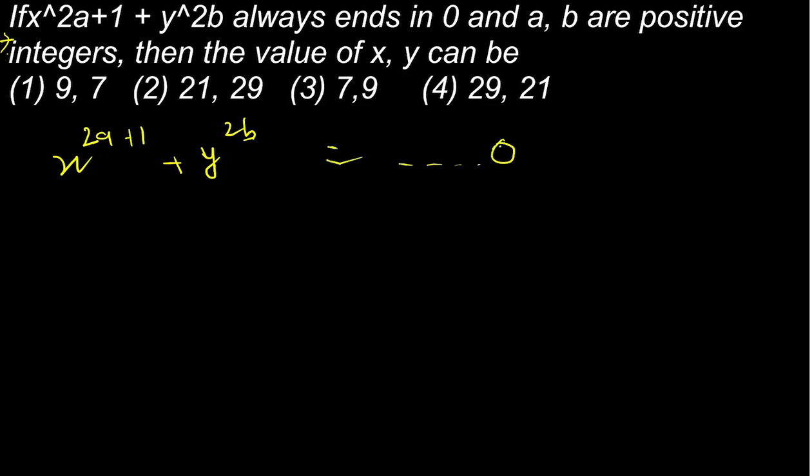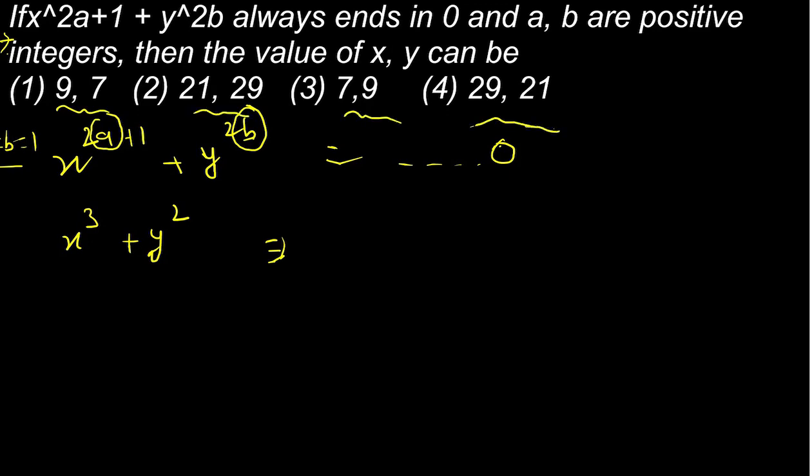Now a and b are going to be integer values. I'm just starting with the easiest value, a equals b equals 1. So this is going to be x cube and y square. These are the possible sets given to you, so you have to put these numbers and start with them. I'm starting with the first option, x cube. What is 9 cube? 9 cube is going to end on 9, and the second value of y is given as 7.